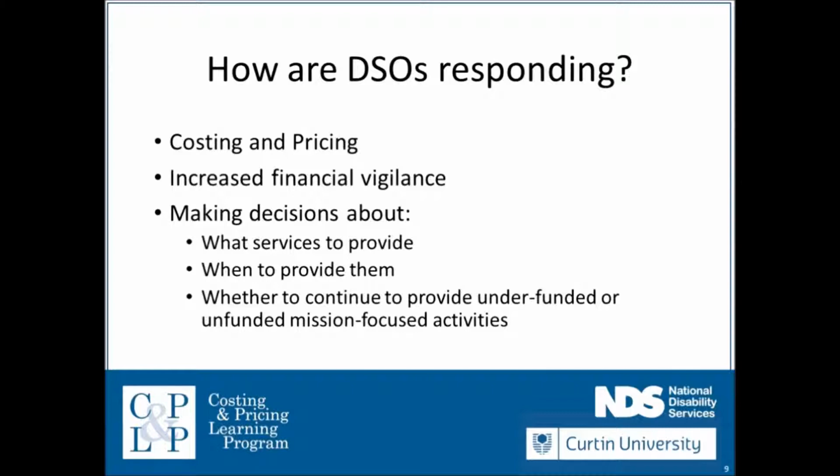Well, first and foremost, they're undertaking what we call a costing and pricing exercise. And this is a continuous exercise where they look at exactly how much it costs to deliver each service and what the price needs to be for that service in order for them to be sustainable in the short, medium and longer term. They're also becoming increasingly financially vigilant. That is, disability service organisations are ensuring that they're getting better financial information all the time and focusing on those activities which are financially important for their organisation, but also making sure that they understand the mission-centred activities that don't necessarily result in a financial outcome.